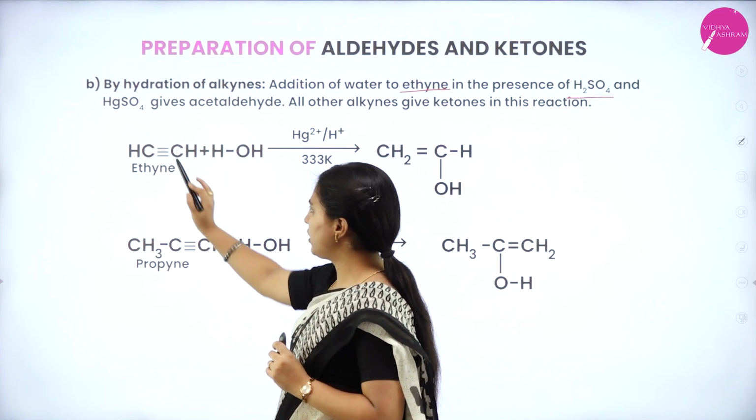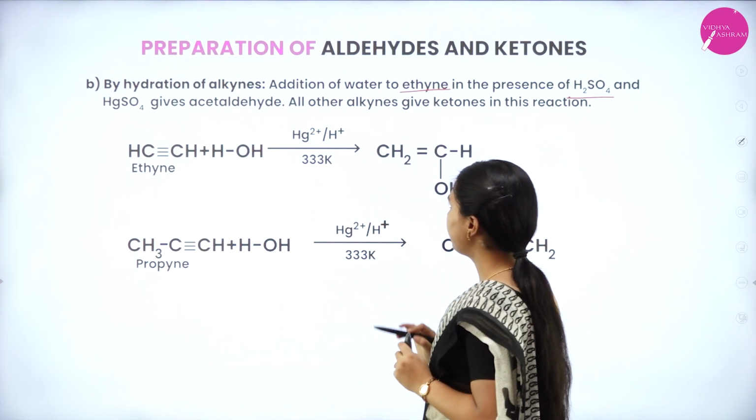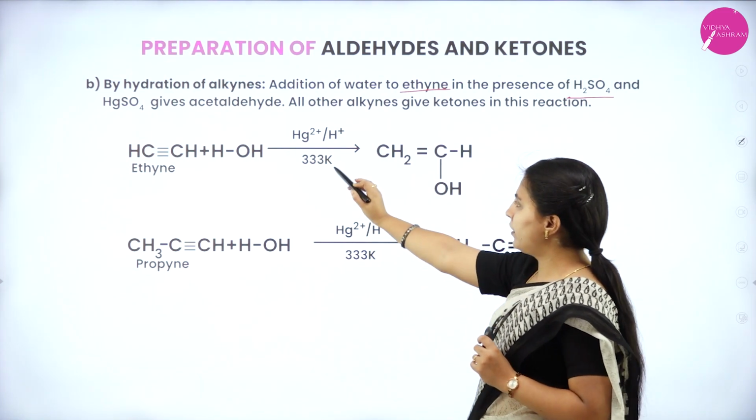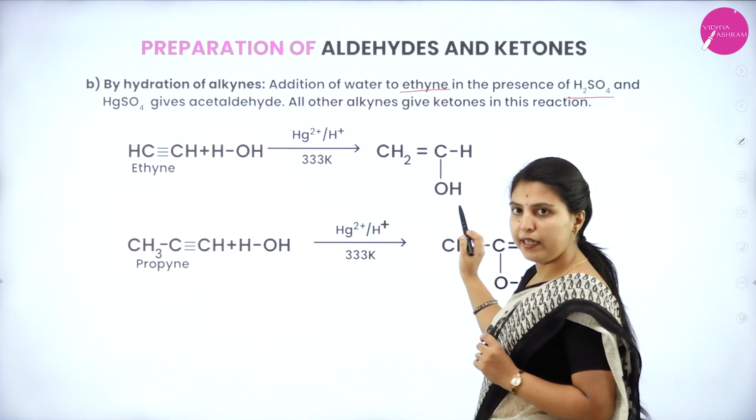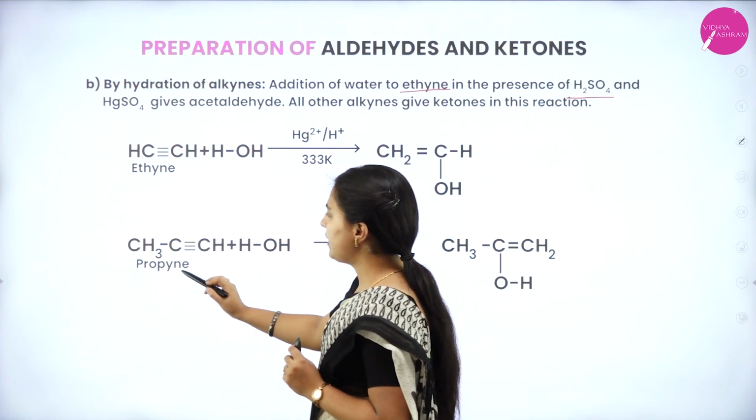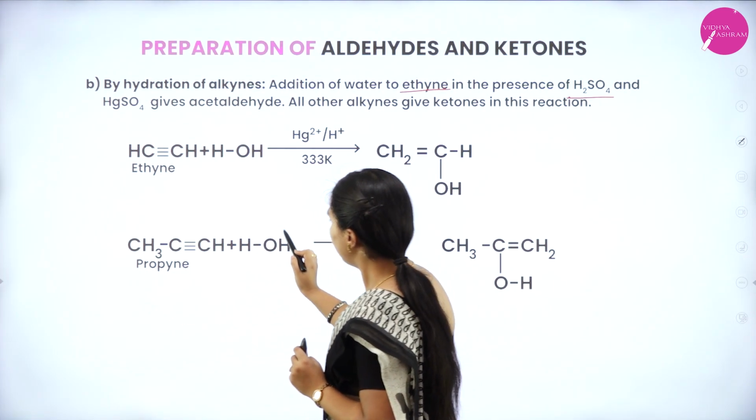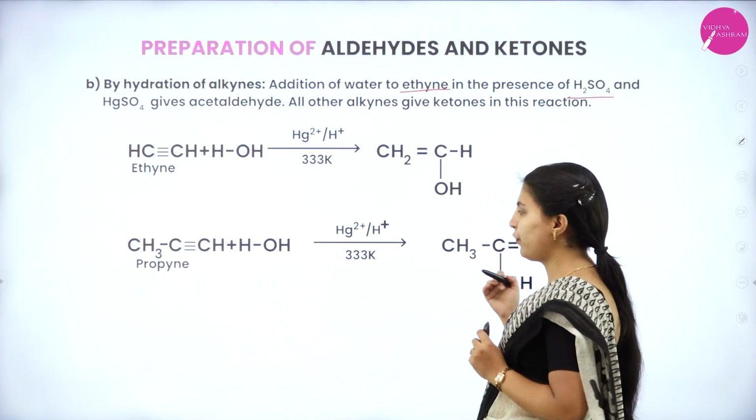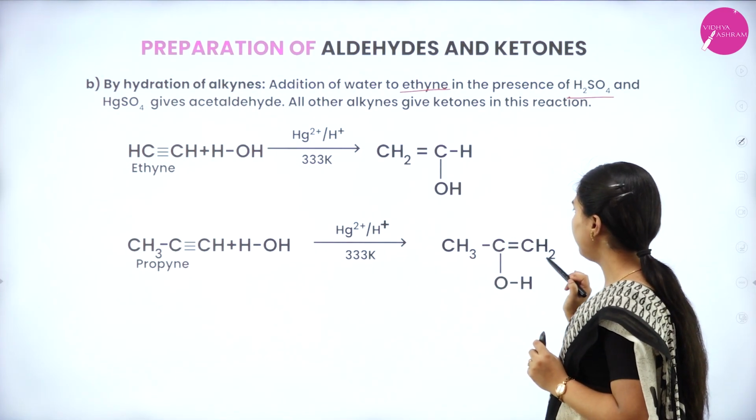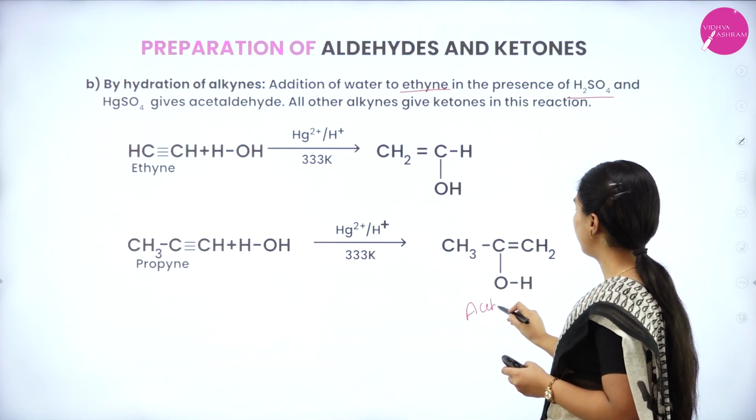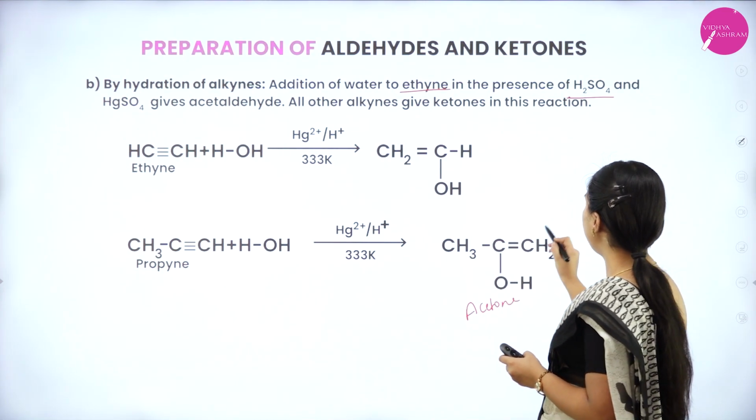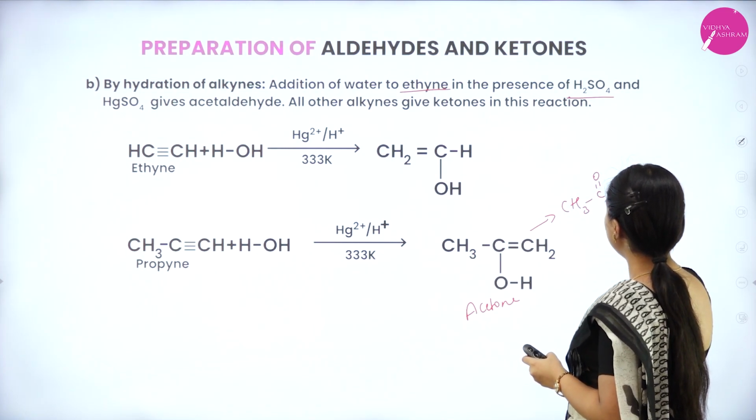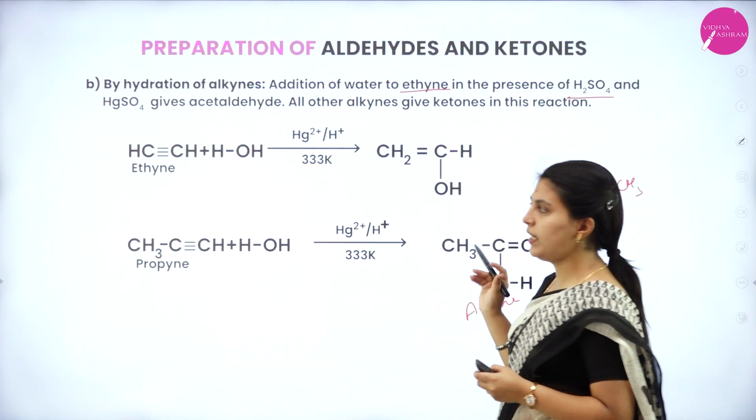This is ethyne, having a triple bond, treated with water, H2SO4 acid and mercuric sulfate. At 333 Kelvin it will form aldehyde. But other alkynes, for example propyne, when treated with water in the presence of mercuric sulfate and H2SO4 at the same temperature, will give acetone. Okay, this is a ketone, CH3COCH3, which is acetone.